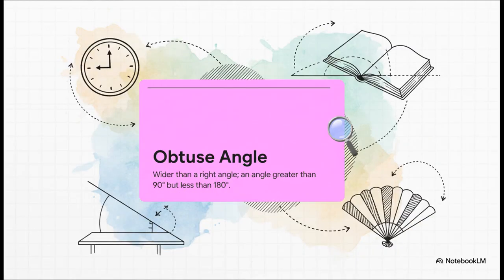Now, what happens if you take that perfect L shape and start opening it up wider? Well, then you've got yourself an obtuse angle. Basically, it's anything bigger than 90, but not quite a flat line yet. Just think open or wide, that's obtuse.